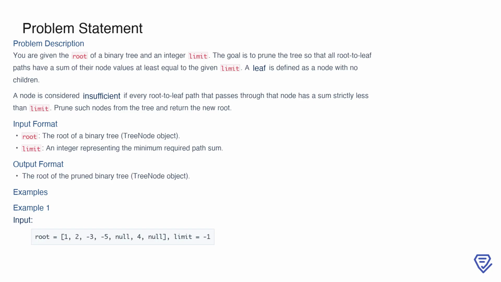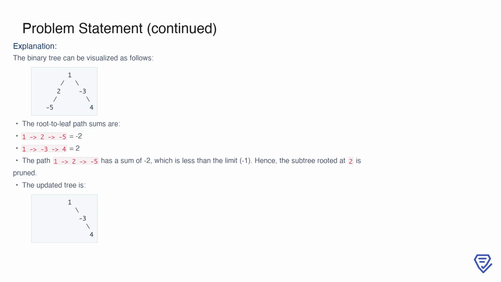A leaf node, by definition, is any node that does not have child nodes. The input consists of the root of the binary tree and the integer limit, and the output is the updated root of the pruned tree. This means that the tree is modified in place, and only the nodes that satisfy the condition remain. To better understand this problem, let's consider an example.